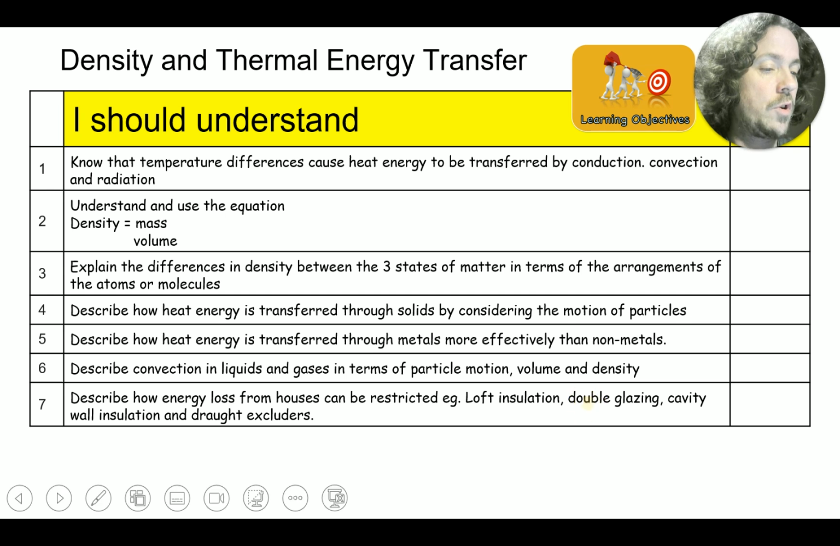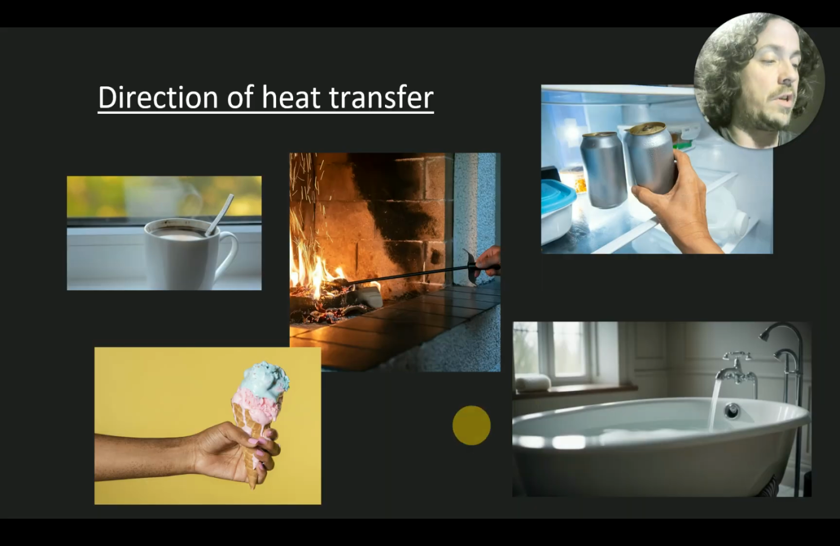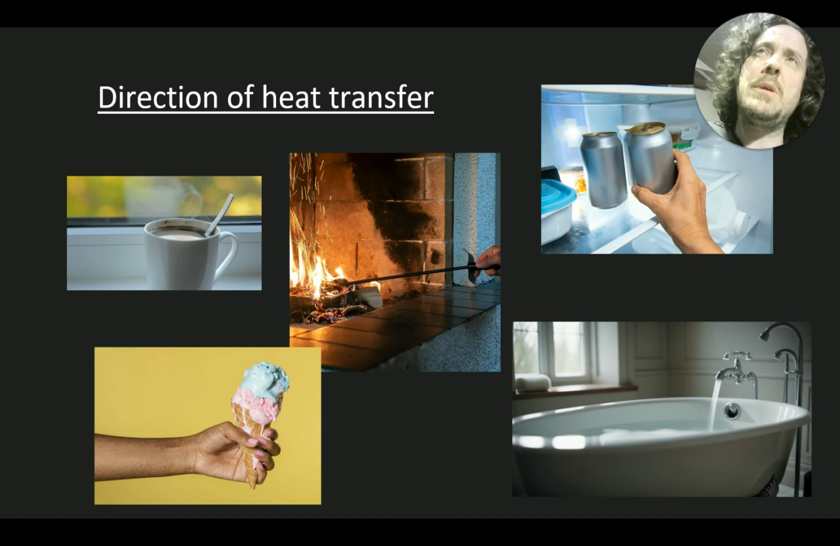Right, so first of all then, we need to know that temperature differences cause heat energy to be transferred by conduction, convection and radiation. This is the first learning name. So to understand what we mean by the direction of heat transfer, I have put a few examples up on the screen here for us to think about, okay?